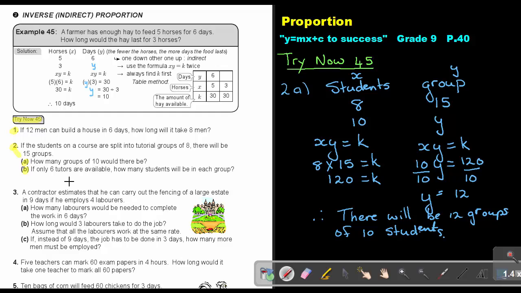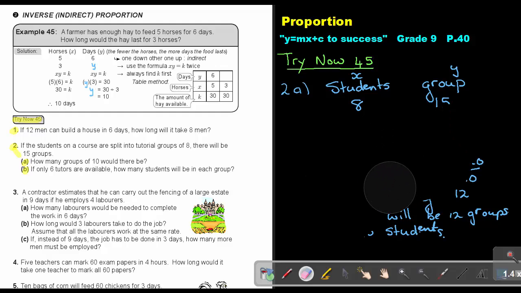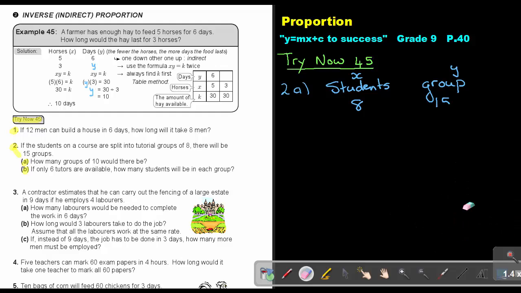Okay, then if I look at number B, I'm going to clean it only up to there, just to show you that I used the first part. Okay, let's just complete it. Because we're using the same, we just go to B. So if only 6 tutors are available, how many students will be in each group? So a tutor is for a group. So that means there can only form 6 groups. And I want to know the amount of students. So I use exactly the same top. This is now not number A, this is now number B.